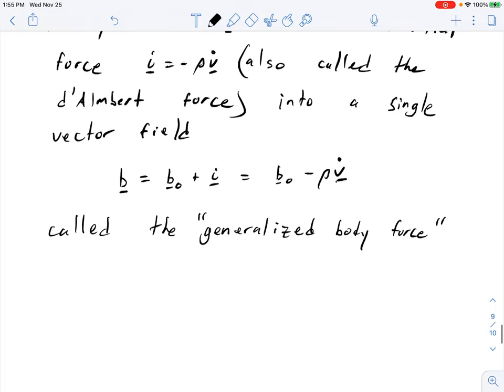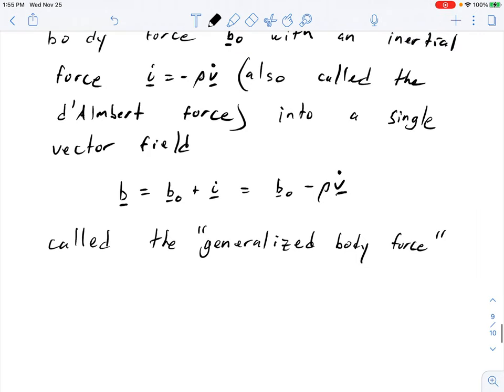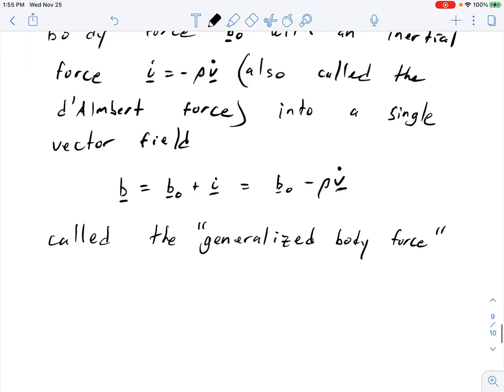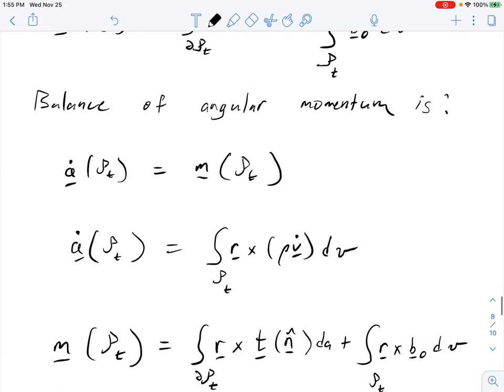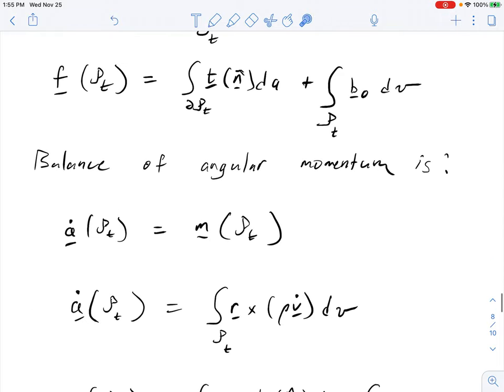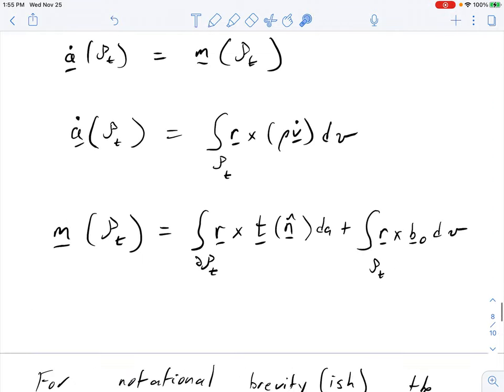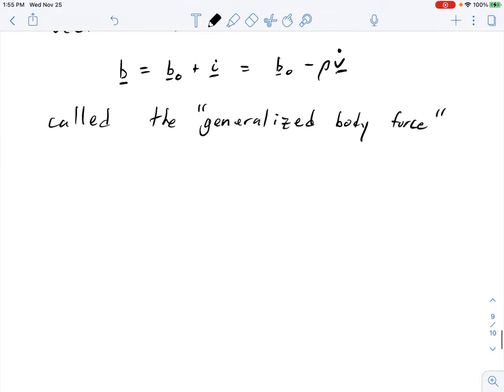So note that the F and M that I am drawing now are the linear and angular momentum imbalance operators. And so the conservation law would be that these two operators are zero. Whereas previously, the not fancy looking F and M, the net external force and moment, were just the net external force and moment. All right, so here we go.